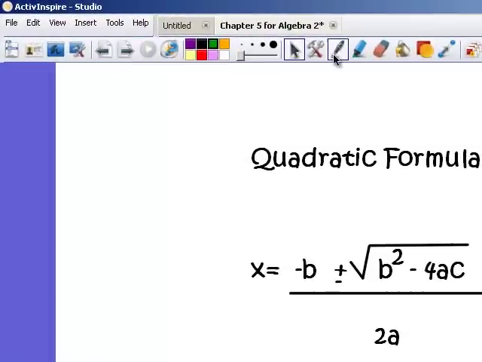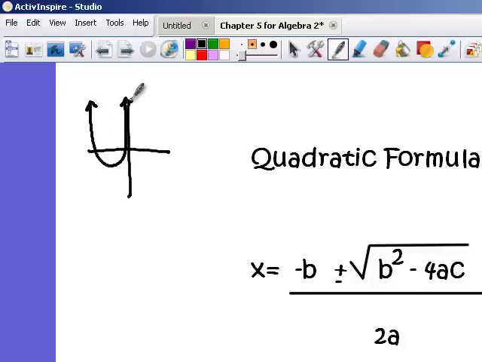So if we look at a graph, we know that sometimes we can have a U-shaped graph. Remember, we're dealing with quadratic formulas, which all are U-shaped. And you notice that this one has two intercepts. And this quadratic formula here, this plus minus, will give you those two answers.